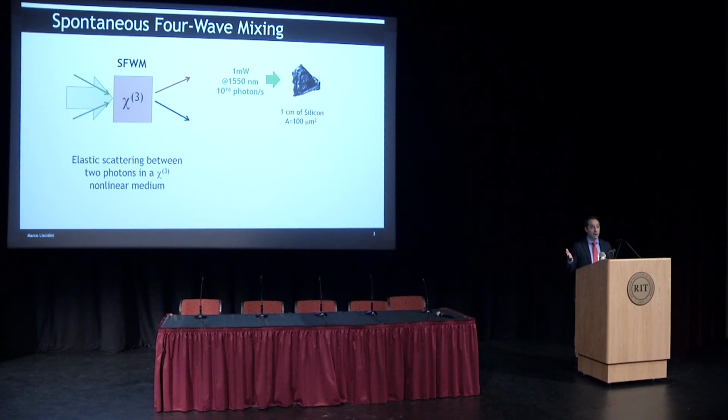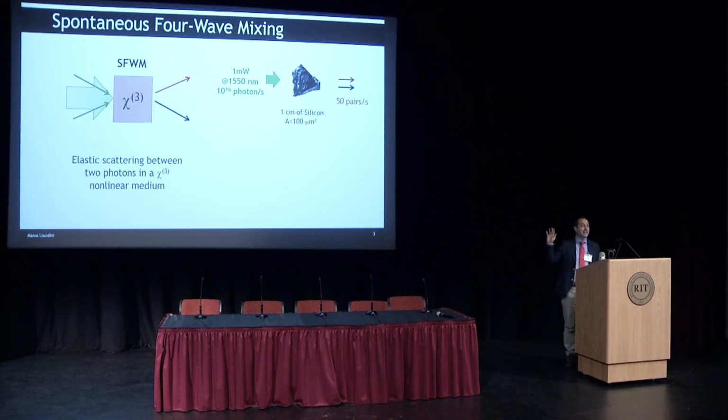So we take 1 milliwatt at 1550 nanometer. This corresponds to a flux of 10 to the 16 photons per second. And then we shine a 1 centimeter long silicon piece, and we focus this light on a 10 times 10 micrometer square, which is pretty tight focusing, okay? So we do this in bulk, and what do we get? At most, we get 50 pairs per second, okay?